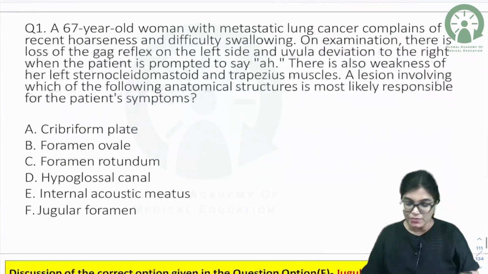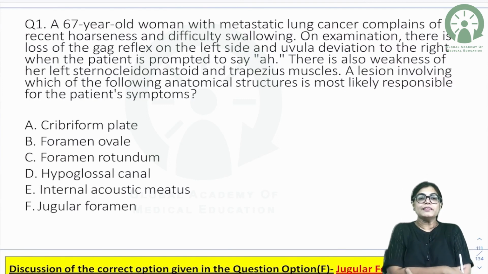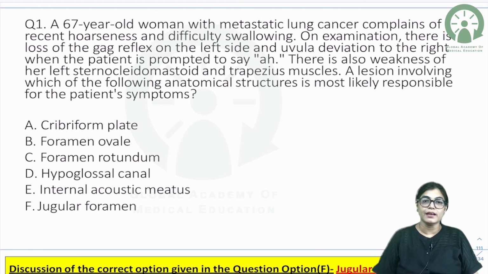Now let's solve the MCQs related to this. Let me read it for you. A 67-year-old woman with metastatic lung cancer complains of recent hoarseness and difficulty in swallowing. On examination, there is loss of gag reflex on the left side and the uvula deviates to the right side when the patient says ah.